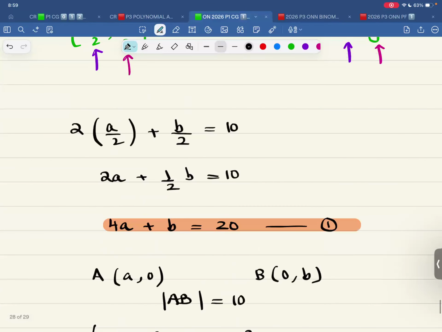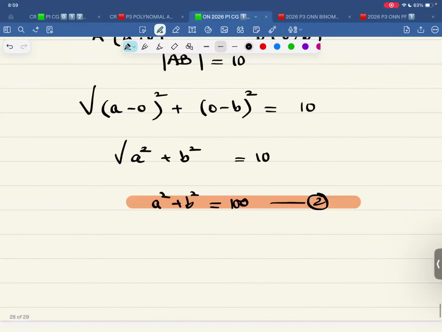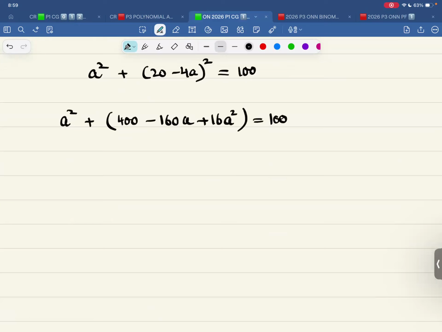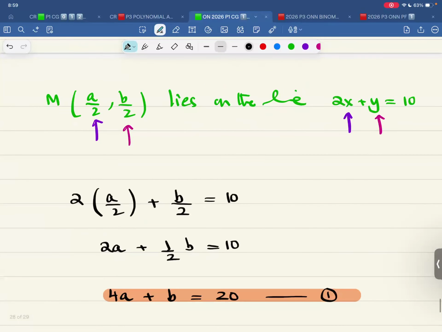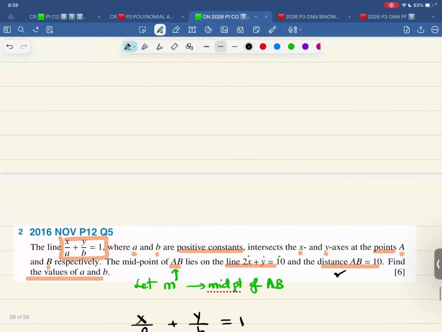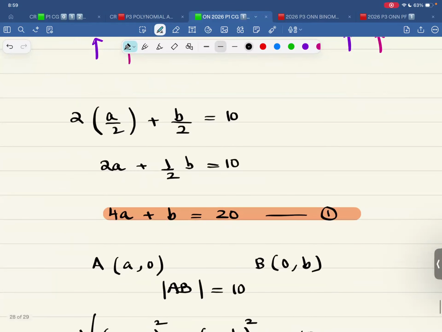Let me just check one thing. This is a over 2 plus half b, this thing. Multiply by 2: 4a plus b is equal to 20. Okay, so now we have a squared plus 16a squared, that is 17a squared, minus 160a, and 400 minus 100, that is 300, equals 0. I just want to double check one thing. If everything is good, this is a over 2, b over 2. 2x plus y, is it 2x plus y? Yeah, 2x plus y. So 2 times a over 2. Okay, there is one small mistake that I made.